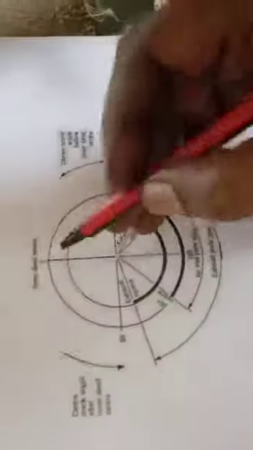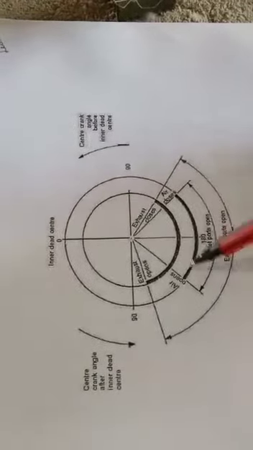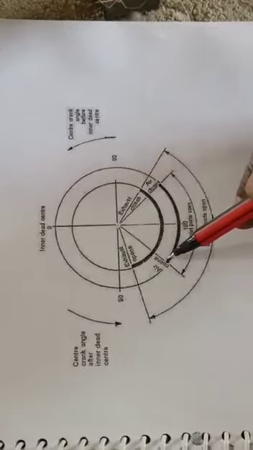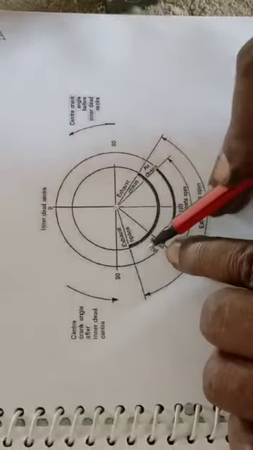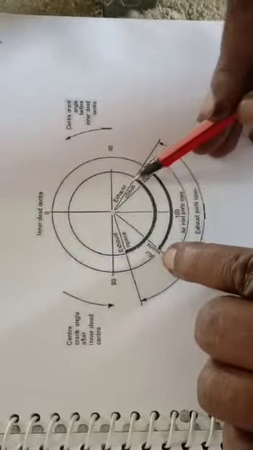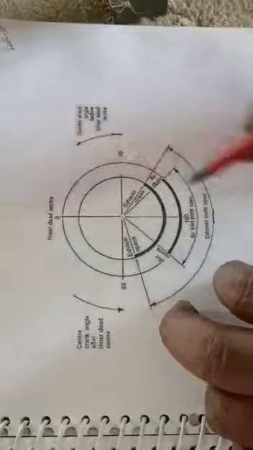See here, this is the diagram. It is TDC, it is PDC. Here the inlet port opens, the exhaust port opens here. Then inlet port close is here. Then exhaust port open, exhaust port close, and then transfer port open and transfer port close. Like that you can calculate and measure the degrees.